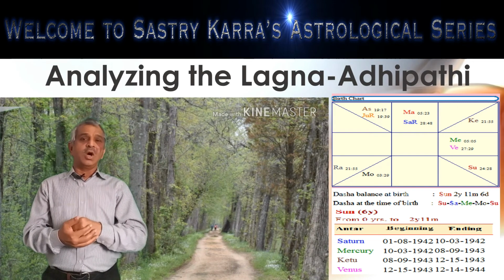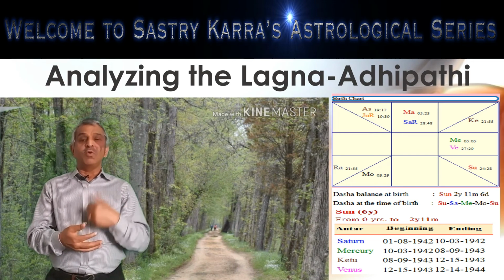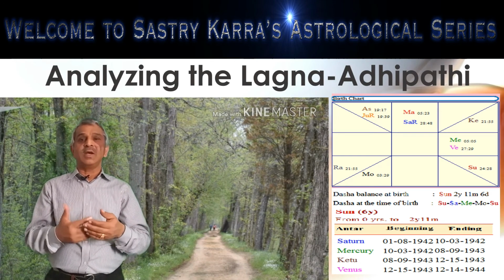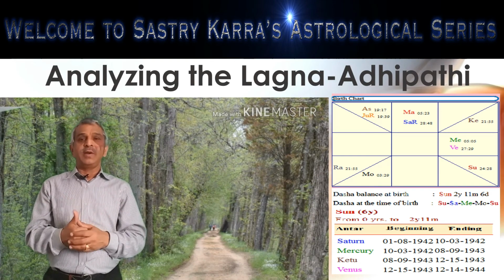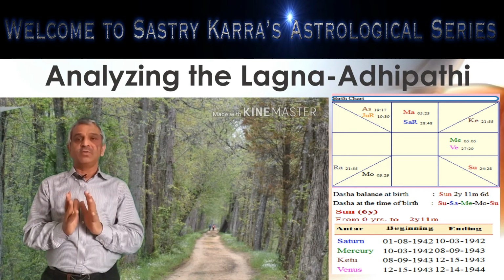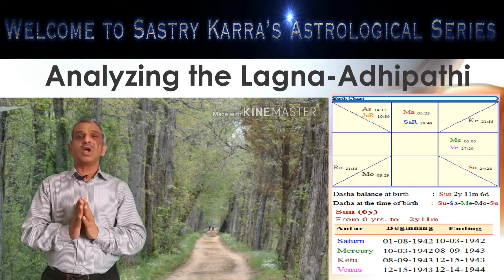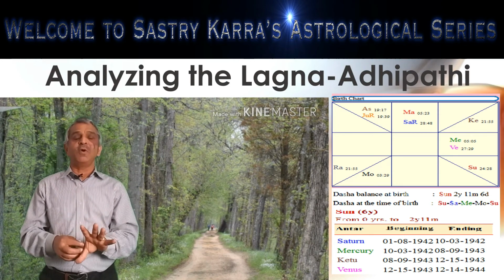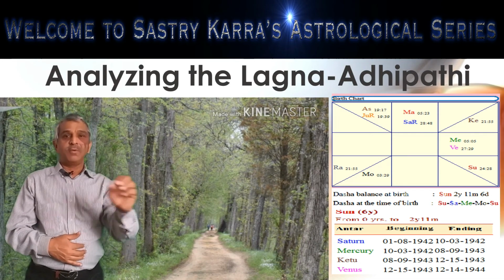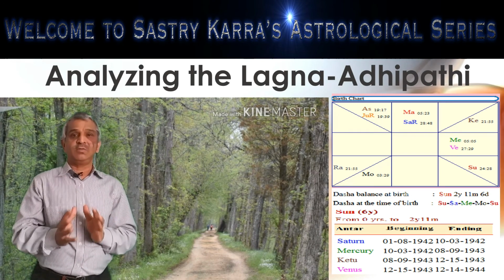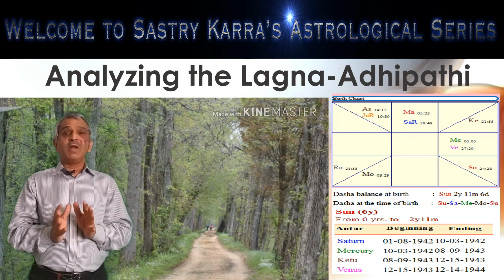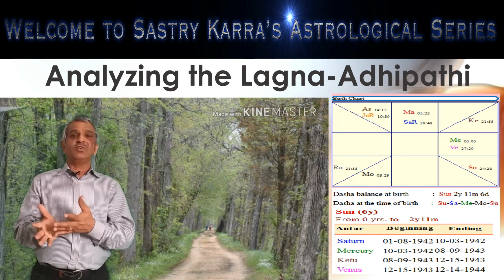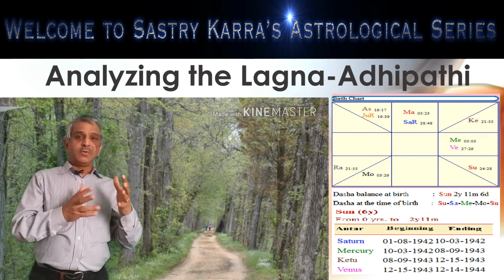The second step that I go for is, at the time of birth, what is the Mahadasa balance running, and under what Vimsottari Dasa was the native born. By looking at the Mahadasa at the time of birth, you can have an idea about the purpose of this particular native's birth. So that's the second thing that you have to look at.